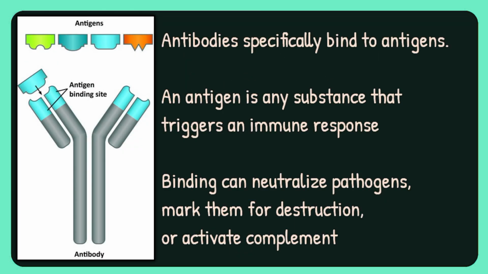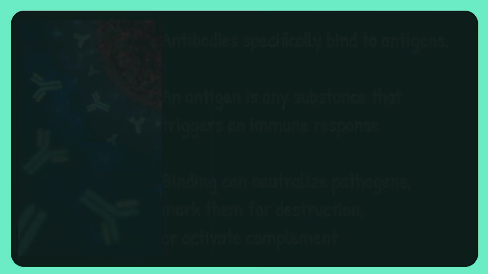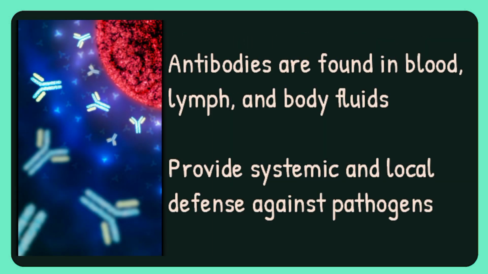Antibodies specifically bind to antigens, which are any substances that trigger an immune response. This binding can neutralize pathogens, tag them for destruction, or activate the complement system to help eliminate them. Antibodies circulate in the blood, lymph, and other body fluids, providing both systemic and local defense to protect the body from pathogens wherever they appear.